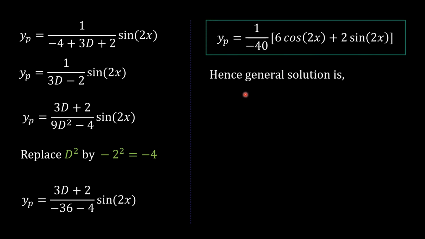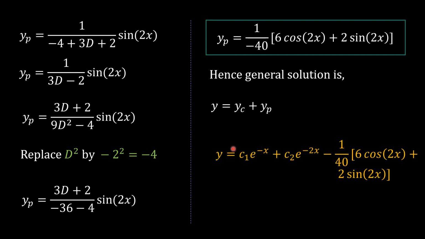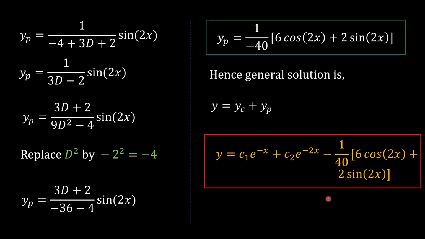Therefore, the general solution is given by the formula y is equal to complementary function plus particular integral. Replacing yc and yp by their corresponding expressions, the general solution will be y is equal to c1 e raised to minus x plus c2 e raised to minus 2x minus 1 upon 40 times (6 cos of 2x plus 2 sine of 2x), which is the required general solution. I hope you have got this example. For more clarity, see the next example.